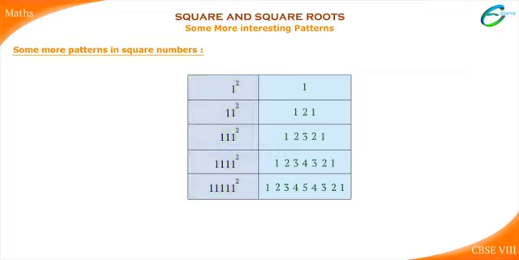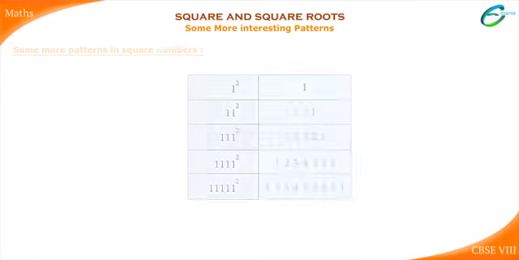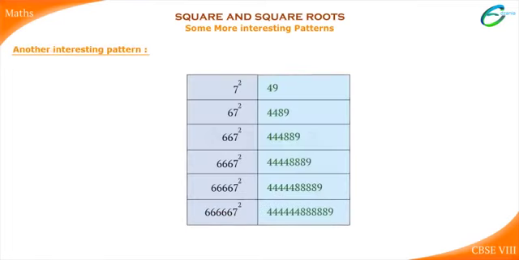What is the pattern? By observing, we see that the pattern depends on the number of digits present in the given number. If it is a two-digit number, it starts from 1 to 2 and 2 to 1. If it's a three-digit number, it starts from 1, 2, and 3, coming back to 2 and 1. If it's a four-digit number, it starts from 1, 2, 3, and 4, and it comes back to 3, 2, 1.